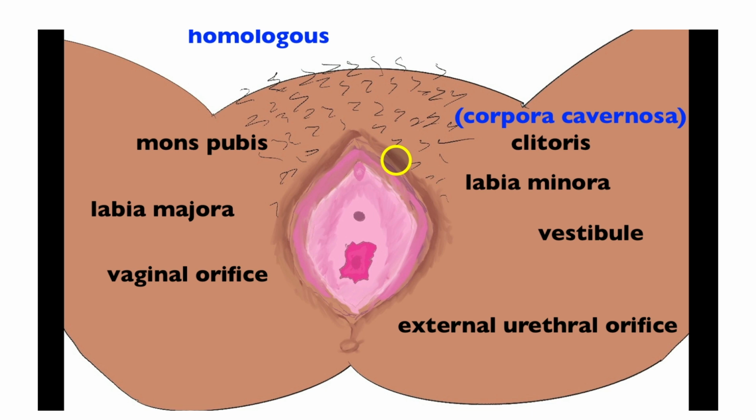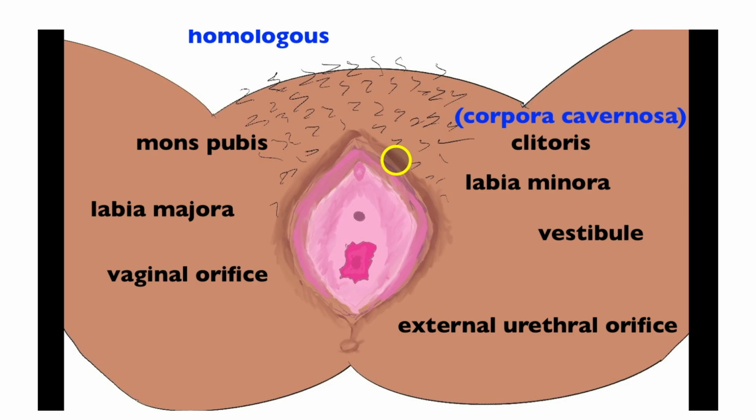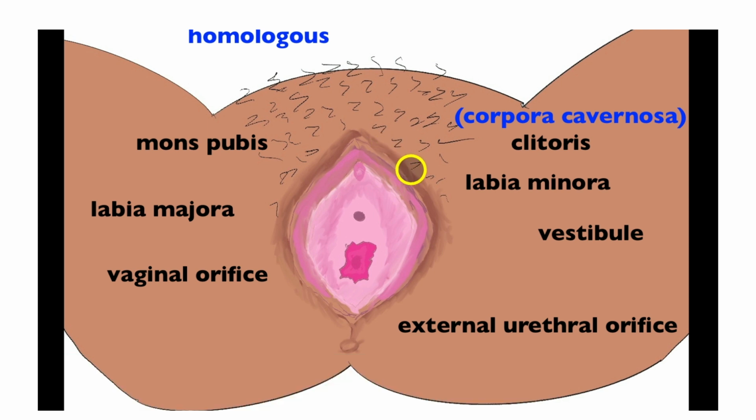So I'm going to use the term homologous to suggest that they are deriving from the same embryonic origin. During embryonic development, at some point when there's a differentiation of that embryo to determine male or female, the embryonic structure that gives rise to the penis is the exact same embryonic structure that's going to give rise to the clitoris. And that's similar to the labia majora, which is homologous to the male scrotum. The male scrotum and the labia majora are deriving from the same embryonic tissue.